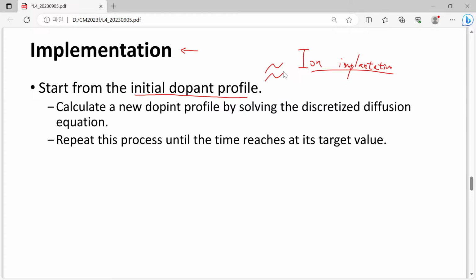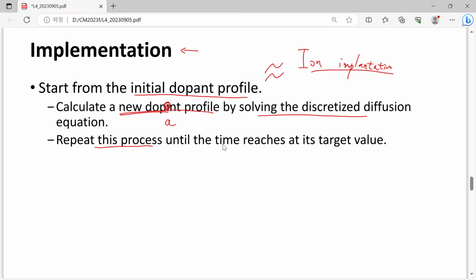So the initial dopant profile is the dopant profile just after the ion implantation step. After that, calculate the new dopant profile by solving the discretized diffusion equation, and repeat this process until the time reaches its target value.